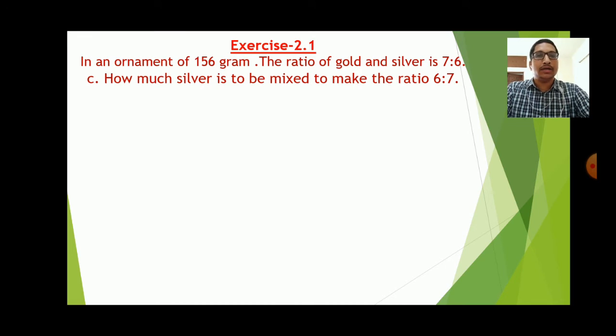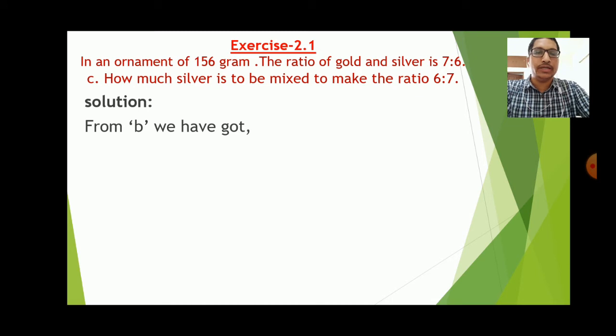How much silver is to be mixed to make the ratio 6:7? Here if we want to make the ratio 6:7, then how much silver needs to be mixed, we have to find out. This is the unknown quantity. Now how we will find out? Here look at here, solution.